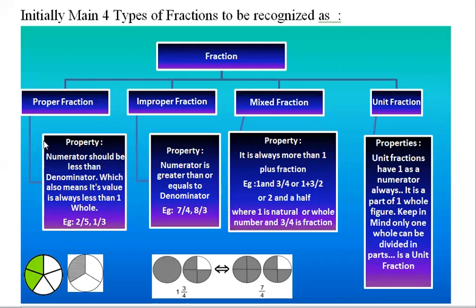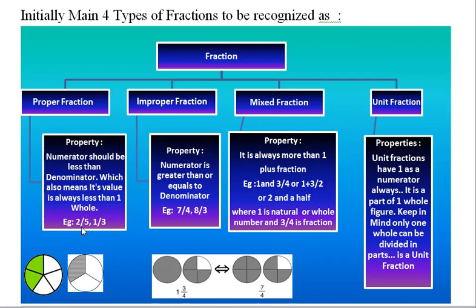Before moving on towards another portion of the number line that I have mentioned, first we need to understand this: what are the types of fractions? We have 4 types of fractions. Out of these, the first one is the proper fraction. The definition of a proper fraction is that the numerator should be less than the denominator. When the numerator is less than the denominator, its value is less than 1 or 1 whole.